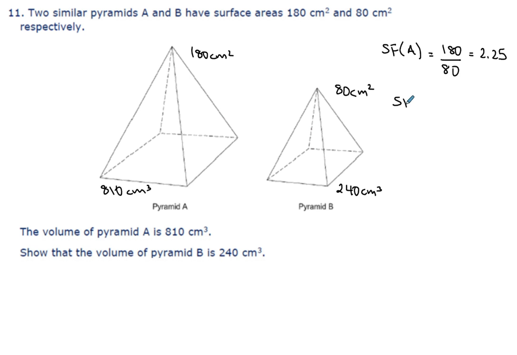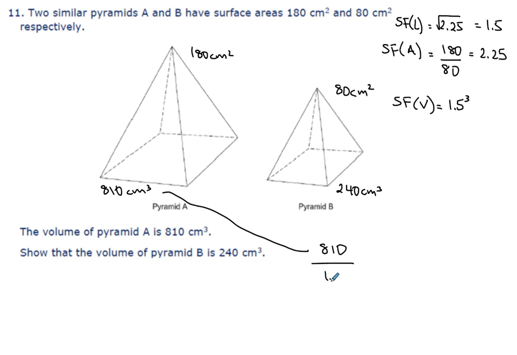So we have to find the scale factor of the volume. But before we do that, we have to find the scale factor of the length, which will be the square root of the scale factor of the area, which was 2.25, which is 1.5. So the scale factor of the volume will be the scale factor of the length cubed. If you then divide 810 by 1.5 cubed, you get 240 centimeters cubed. So you can tell all these questions look different, but they are so similar.